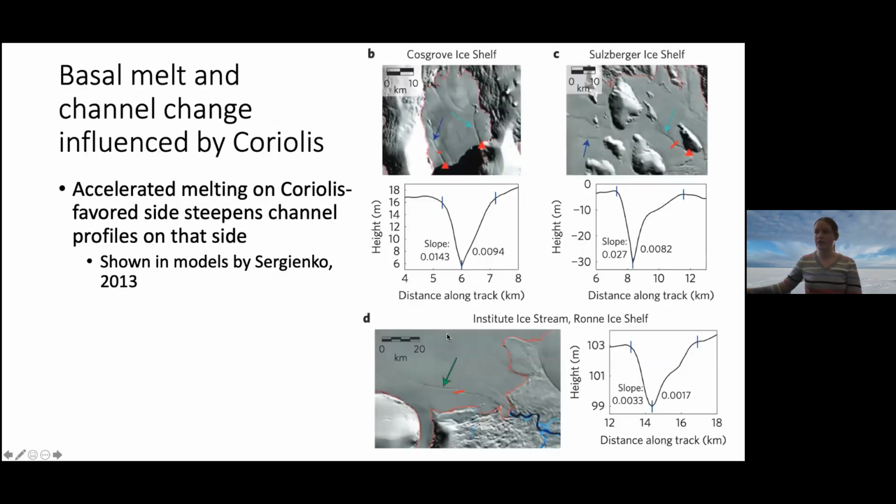Along with those really interesting features on the base, we do see an influence of Coriolis on channel profiles and on channel migration, as I was mentioning. These are just a few profiles across channels. These are surface elevation, but we can see it there as well. And what we see is that the left-hand side, in the southern hemisphere, the left-hand side of these channels tend to be much steeper. That's the Coriolis favored side, where you tend to get faster plume flow and higher melt rates on that left-hand side. Olga Sergienko modeled this really nicely in 2013, and we do see that in our observations as well of the shape of these channels.